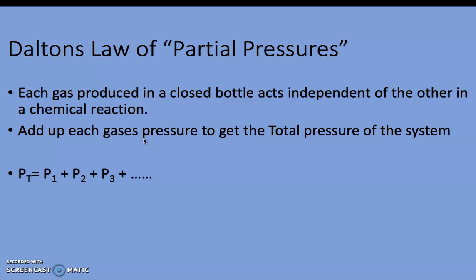It's very simple. Now, if you have the total pressure and you have pressure 1 and pressure 2, you can find pressure 3 by subtracting pressure 1 and pressure 2 from the total pressure. So if you're trying to identify the pressure of the one gaseous substance that's in there, you can do that.